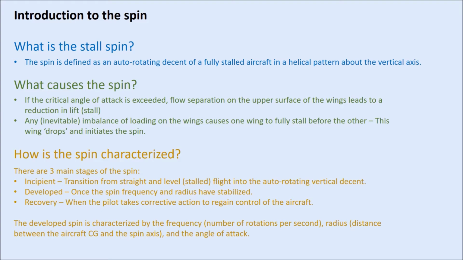So you might have heard the term flat spin. This is where an aircraft has close to 90-degree angle of attack, right? So pretty much vertical descent, and in this case, in a flat spin, an aircraft will have a faster frequency and a tighter radius. So a lot of these characteristics are interlinked, frequency, radius and angle of attack, depending on the type of spin that it is.